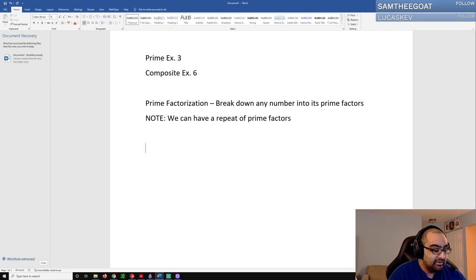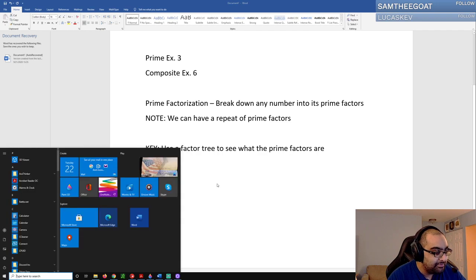Now, let's talk about some of the tips on how we can break things down. To get our prime factors, what's the trick to this? What's the key? The key is to use a factor tree to see what the prime factors are. So let's start off with, what is this factor tree? You've probably used it before in the past.